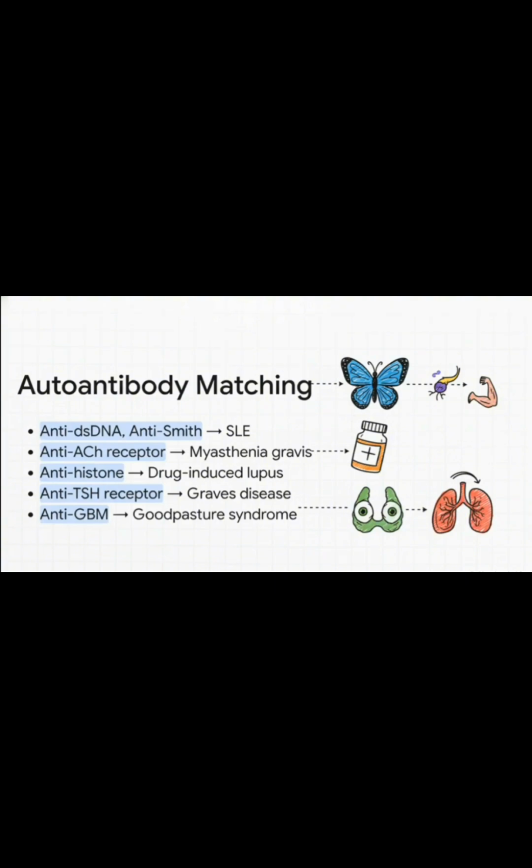So let's do a rapid-fire round. Ready? Anti-dsDNA and anti-Smith? Bam, that's SLE. Anti-acetylcholine receptor? Myasthenia gravis. Antihistone? That's your buzzword for drug-induced lupus. Anti-TSH receptor? Graves' disease. And anti-glomerular basement membrane? That's our type 2 example again, Goodpasture syndrome.